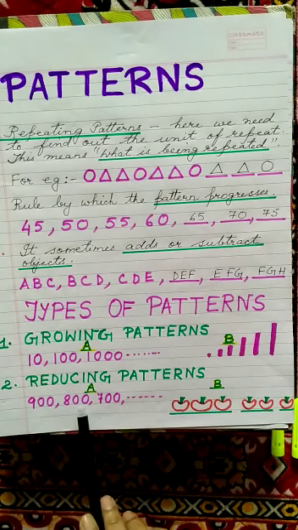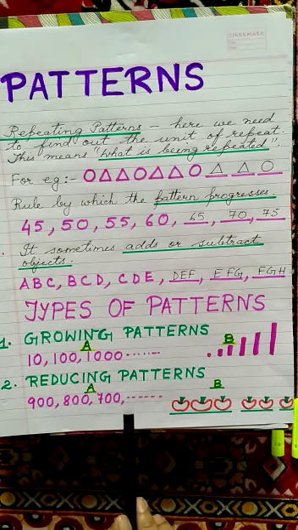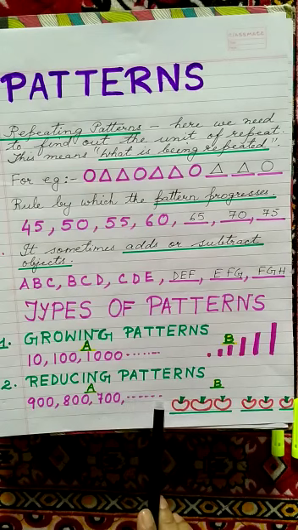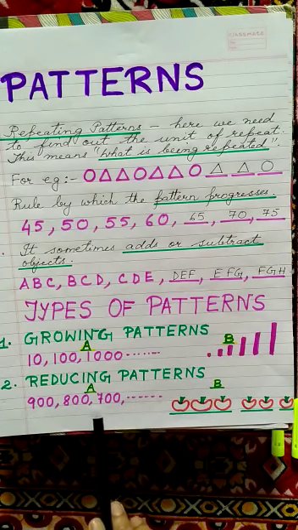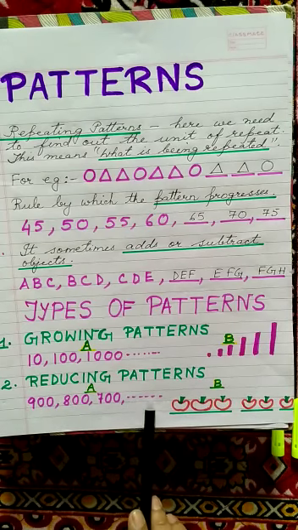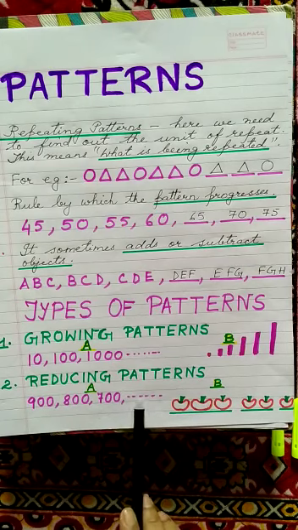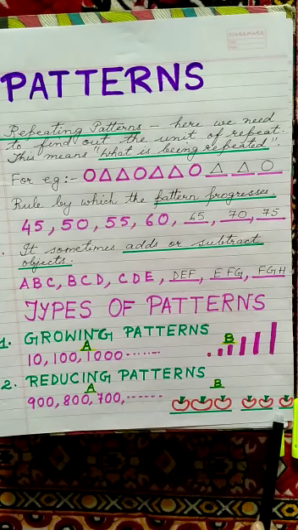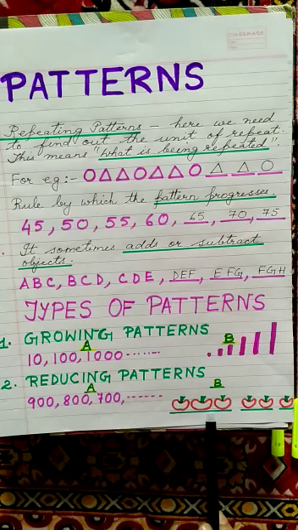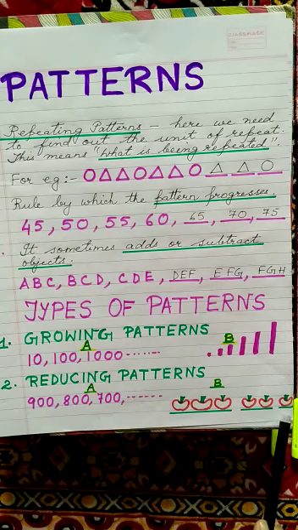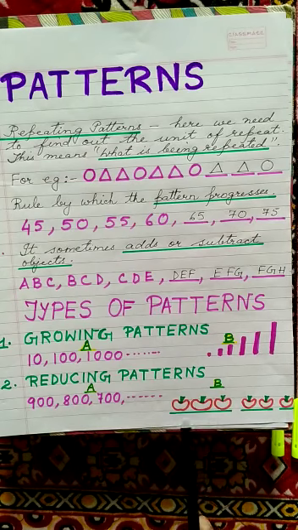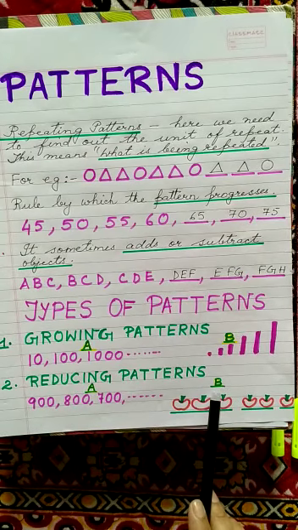Then we have reducing patterns, which means decreasing patterns. 900, 800, 700, 600, 500. So these numbers are continuously decreasing by 100. If you see the set of fruits here, the first set had 3 fruits, second 2 and the last 1 fruit. So these are reducing patterns.